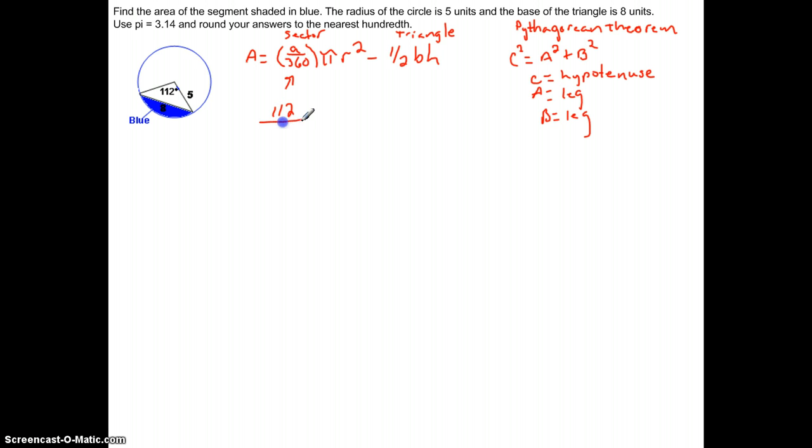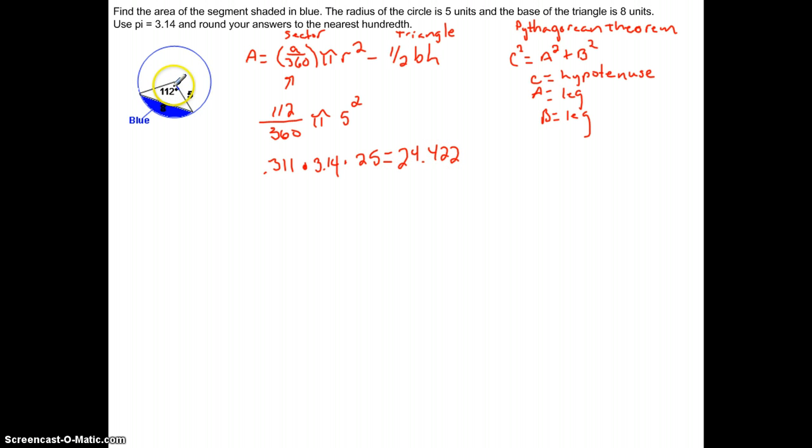So you get 112 over 360 pi, and then our radius is 5, so you get 5 squared. And we'll concentrate on that part first. So if we take 112 divided by 360, you get 0.311. Pi, we said, is 3.14 times 25. If we multiply this all out, we'll get 24.422, and that's the area of the sector.